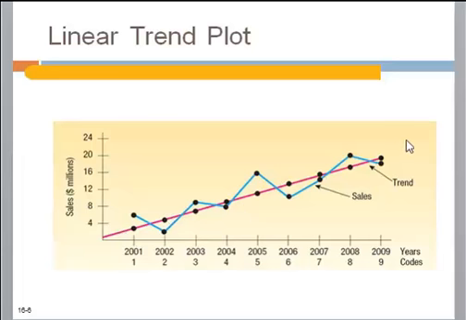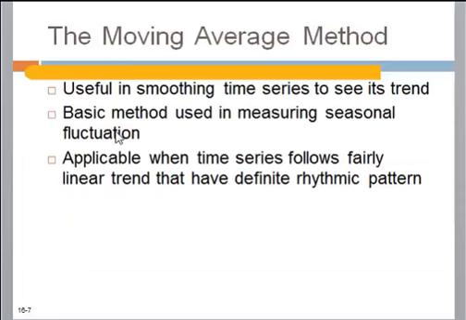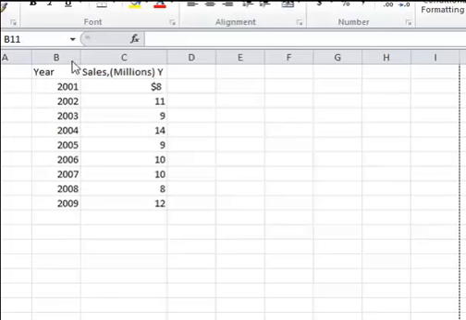Once we find the red line, we can predict the future sales, such as the sales in the year 2011 or 2012 or 2015, 2020, something like that. The basic method we're going to use to smooth out all the fluctuations is the moving average method. The data here shows the sales for some company from year 2001 to 2009.